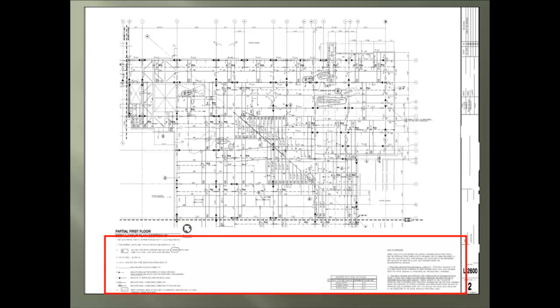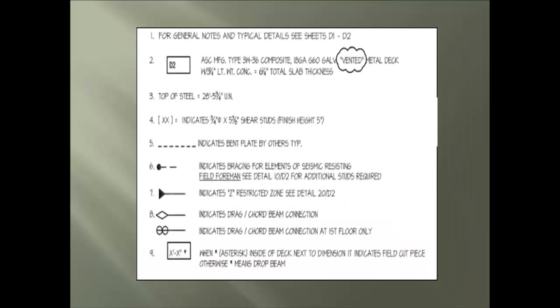And now we come to the legend box plus notes. We see the legend box, and let's review the number items closer. Number 1 states, for general details and notes, see sheets D1 and D2. Number 2 gives the information for the deck material that is marked D2. Number 3 reveals top of steel for this floor, and remember, UN stands for unless noted otherwise.